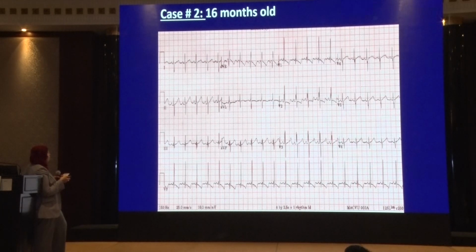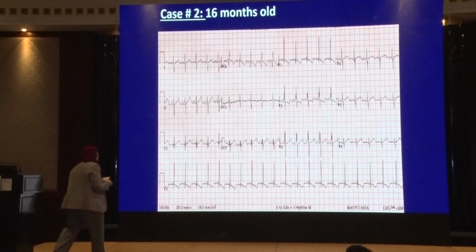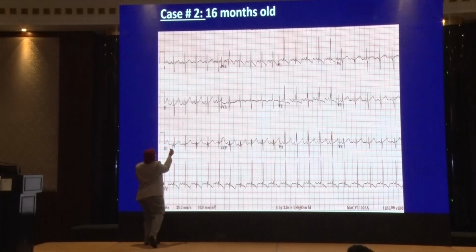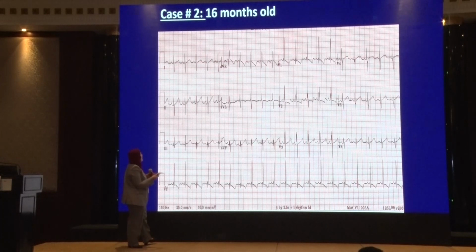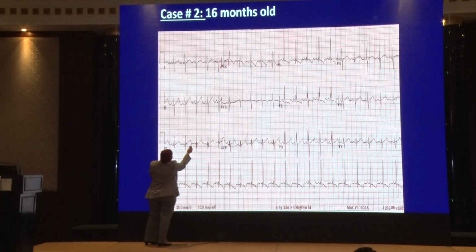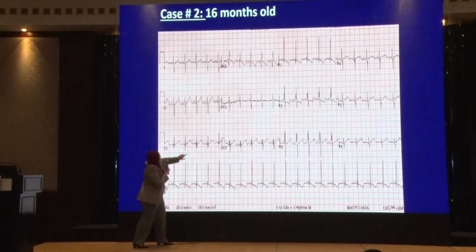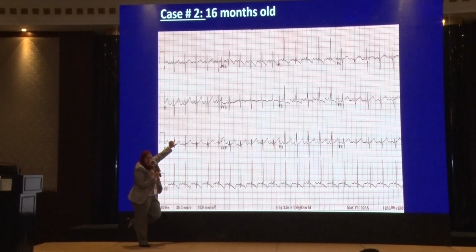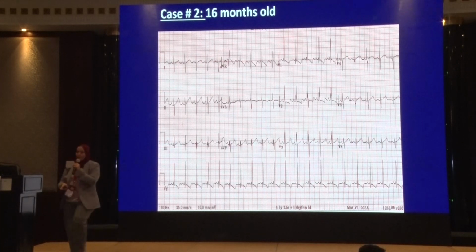And then, can anyone calculate the QT? We start from here till here. You can calculate using your mobiles. We will count how many small squares, then multiply by 0.04. Then we will go to the RR interval before it, count the small squares, and multiply by 0.04. Then we will get the square root. Do it on your mobiles and tell me what you find.